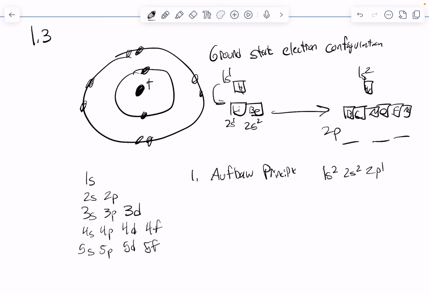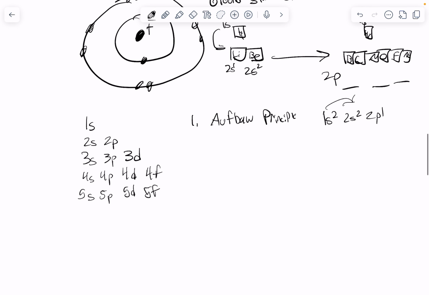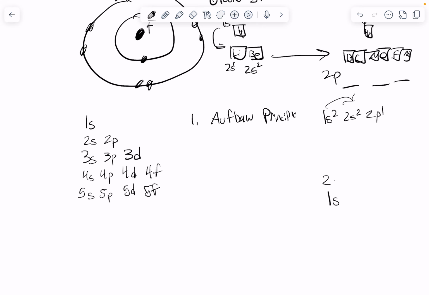So we have to start with the 1s. We can't start with the 2s. We can't just jump ship. We have to start with the lowest orbital. Because if you think about their energy, it's kind of like this. We have our 2s, and then our 2p, right? So we always have to start low to high and work our way up. The next one, our second rule, is that only 2 electrons can occupy an orbital.